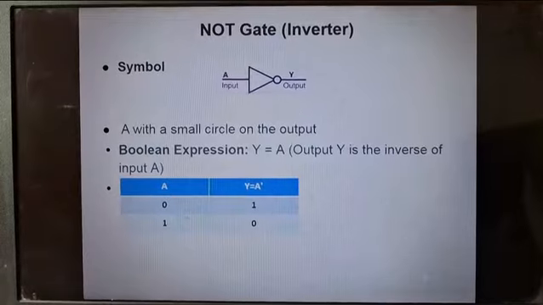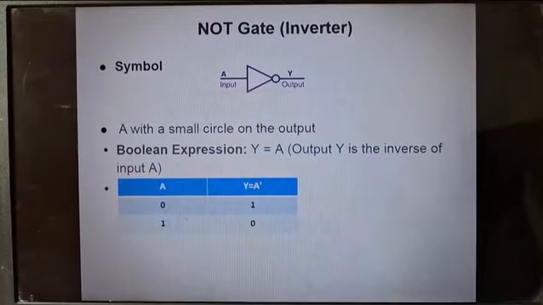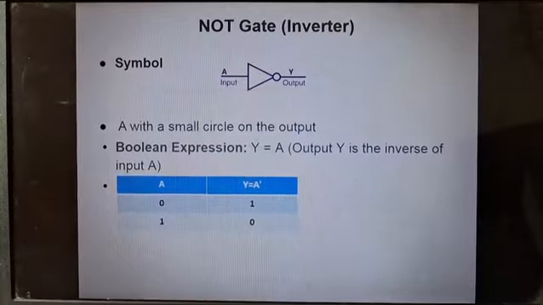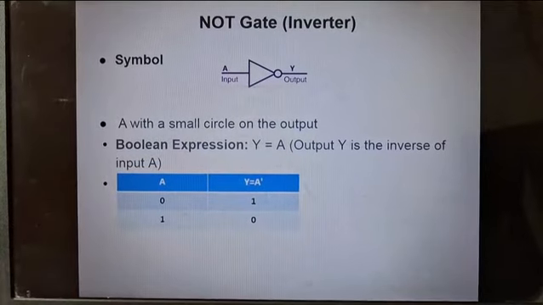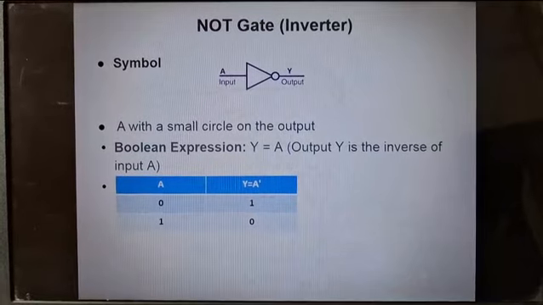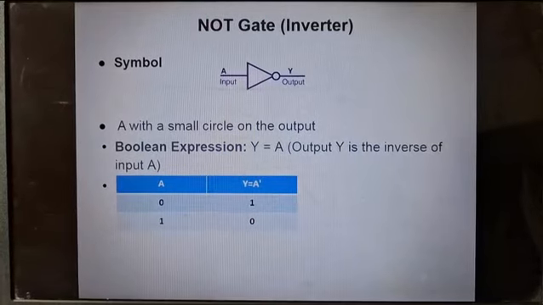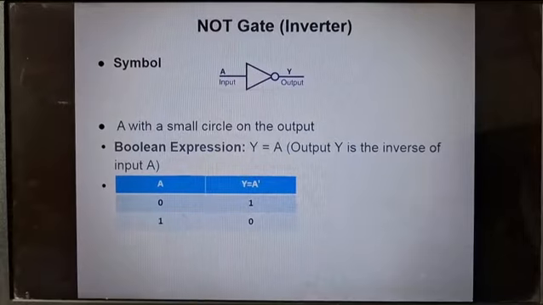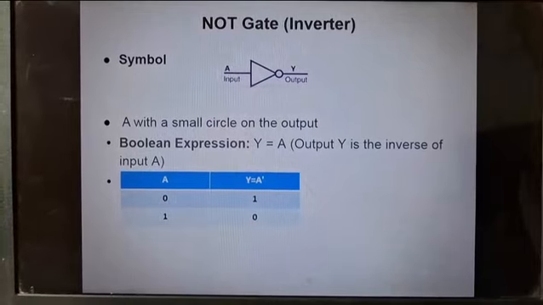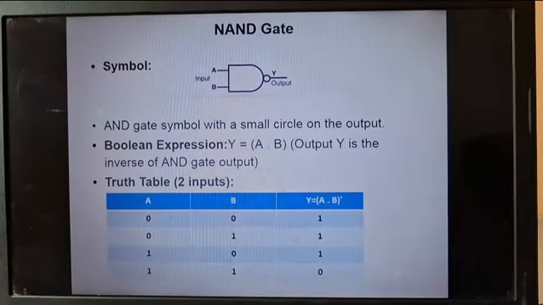Here A is the input and Y is the output of this NOT gate. It is called an inverter because it inverts the input signal and gives the output. That means, as shown in this truth table, if input is 1, then the output is 0, that is the input is inverted, and when the input is 0 then the output is 1. That means the input signals are inverted at the NOT gate.